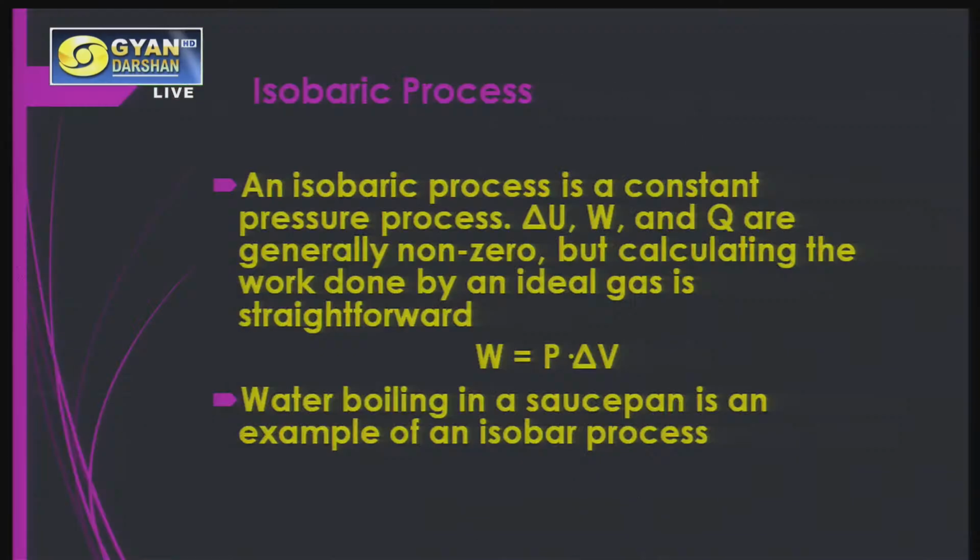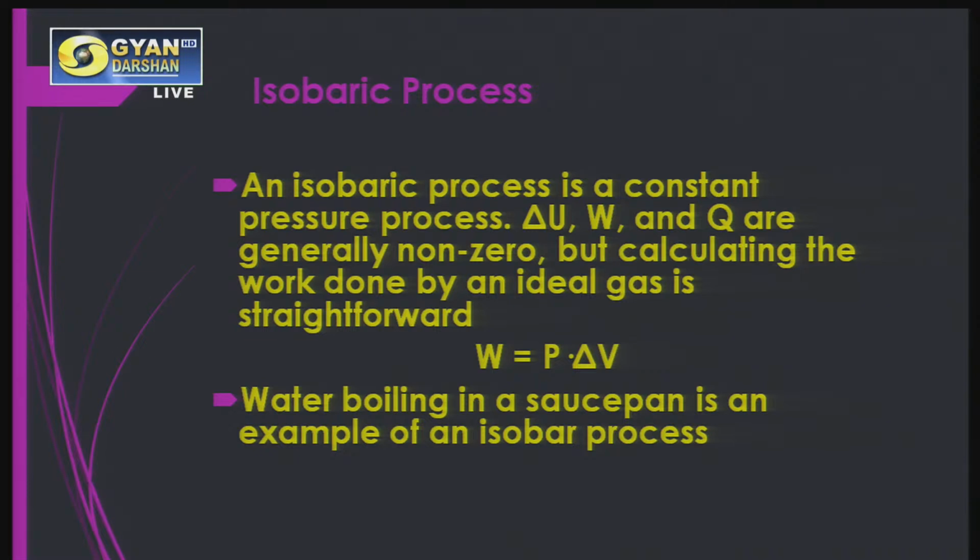Then comes the isobaric process, and we know that in an isobaric process we have constant pressure. So if we talk about delta U, W and Q, none of them are zero. But when we calculate it for an ideal gas, we will get W equal to P into delta V, where delta V is the change in volume. The change in volume is available here and P is constant. So W is equal to P dot delta V.